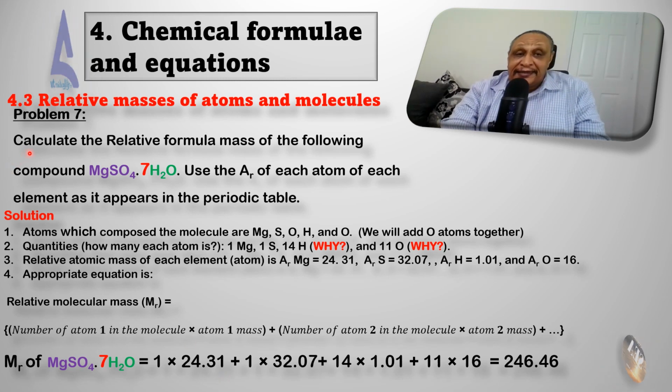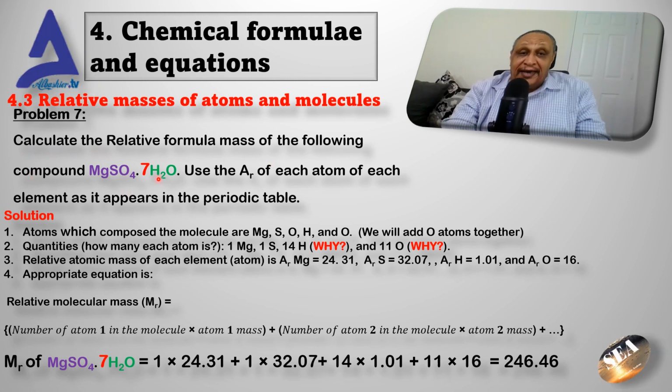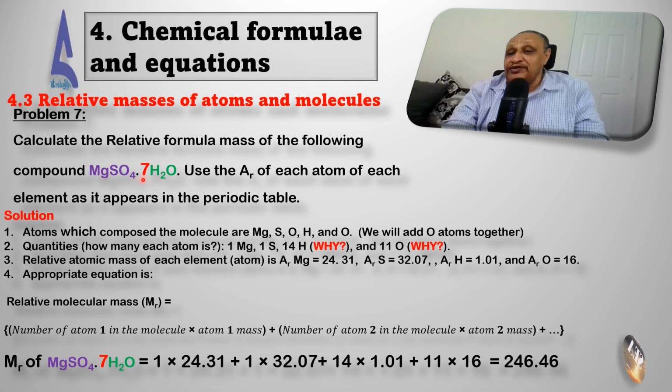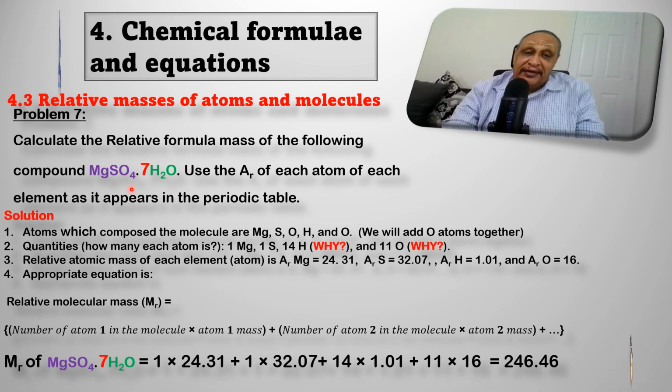It says to calculate the relative formula mass of the following compound. I don't care about this compound. This compound is called a hydrate compound. What I care about is how to solve the problem. And after that, when the time comes, you are going to know where this type of compound comes from. Now, it is magnesium sulfate hydrate. This is a hydrate, or hydrated magnesium sulfate.